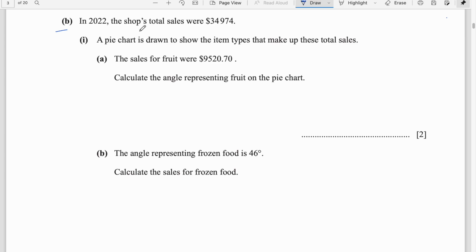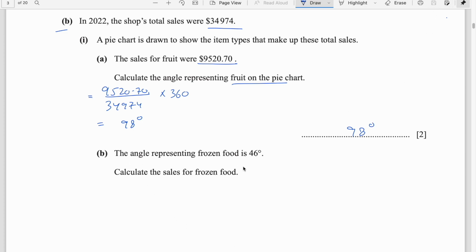In 2022, the shop's total sales were 34,974. A pie chart is drawn to show the item types that make up these total sales. The sales for fruits were 9520.70. Calculate the angle representing fruits on the pie chart. So this is 9520.70 out of the total 34974, which would share out of 360 degrees, and it comes out to be 98 degrees.